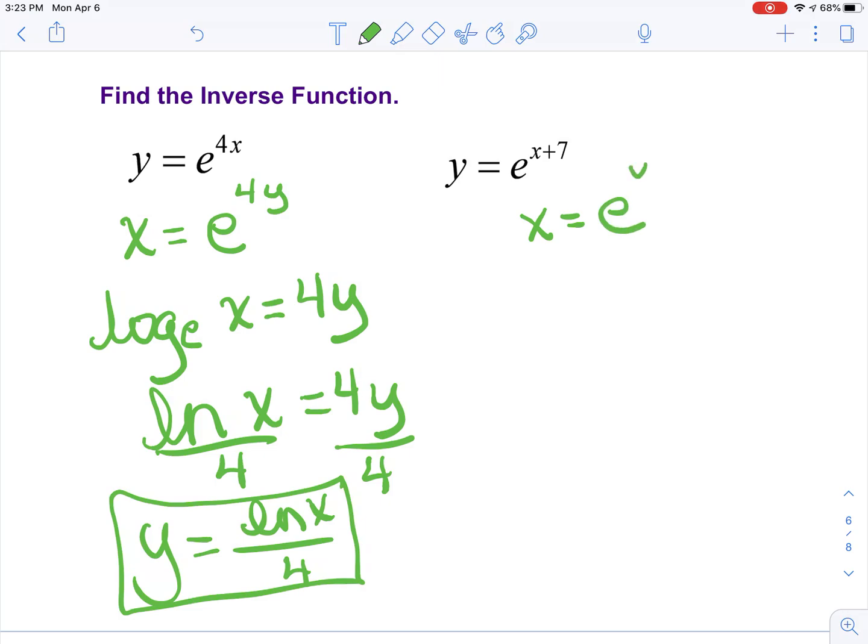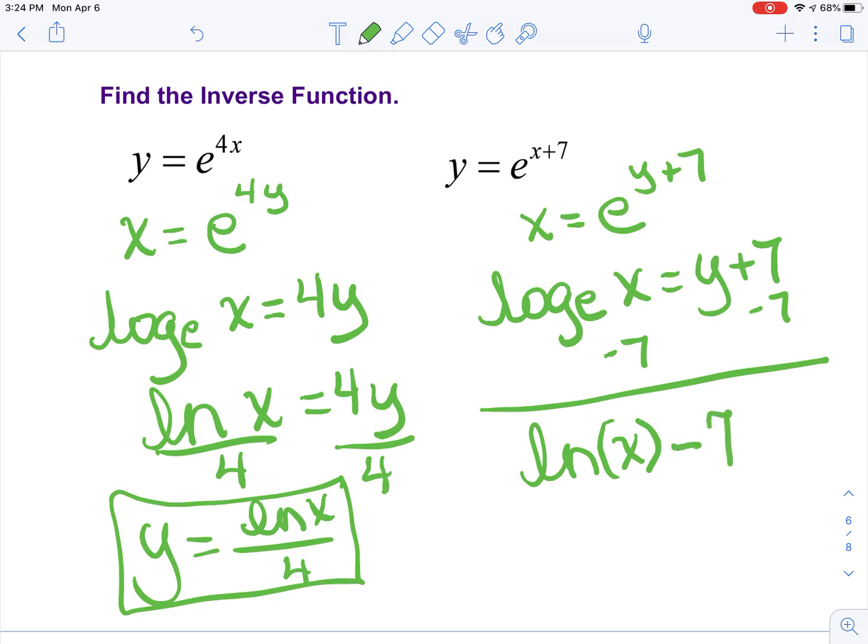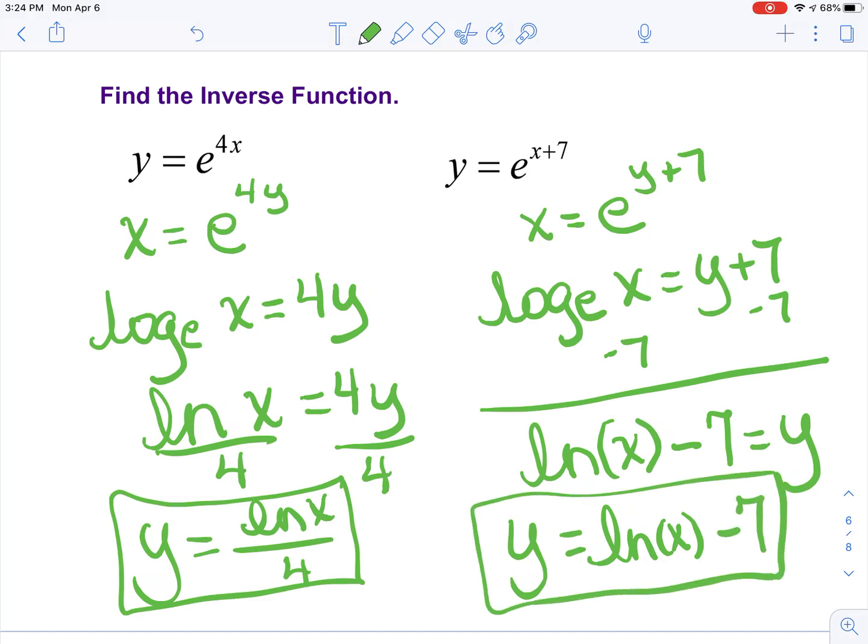And we're going to do the same thing over here. X equals e to the y plus 7. Got to change this to log now. So log base e of x equals y plus 7. Subtract 7, subtract 7. What does log base e turn into? The natural log of x. I want to put that in parentheses because it's not going to take the natural log of x minus 7. We've got to put the 7 on the outside. So y equals the natural log of x, minus 7.